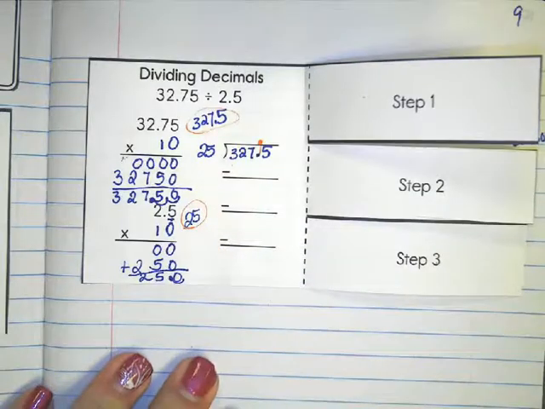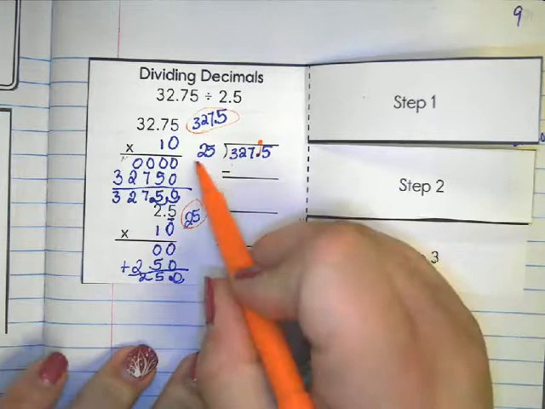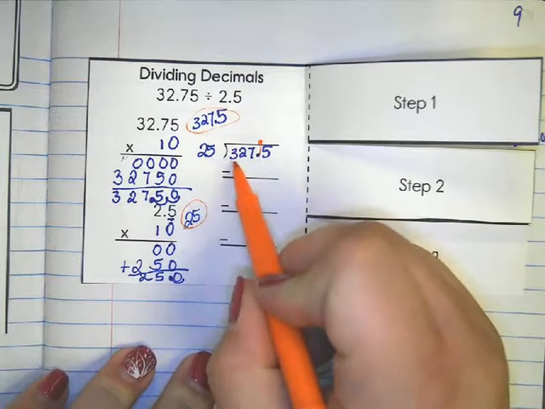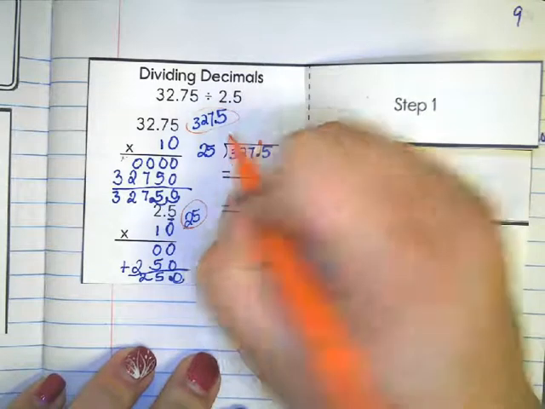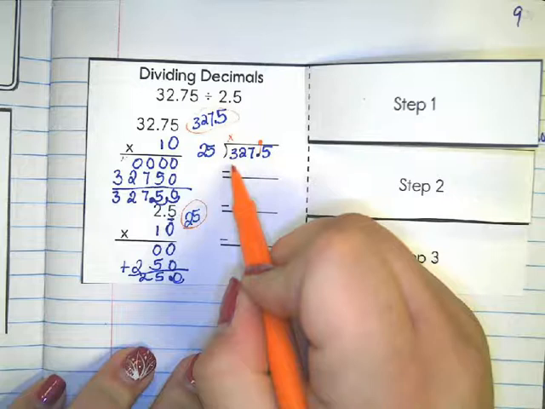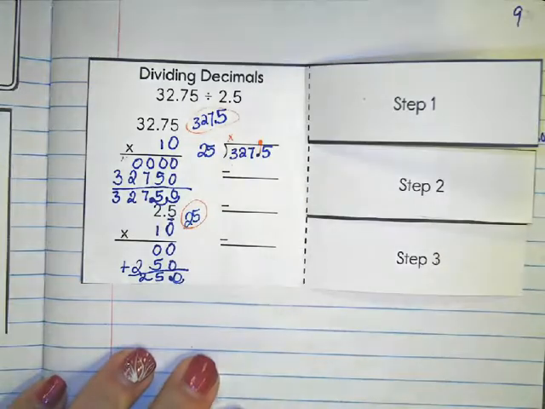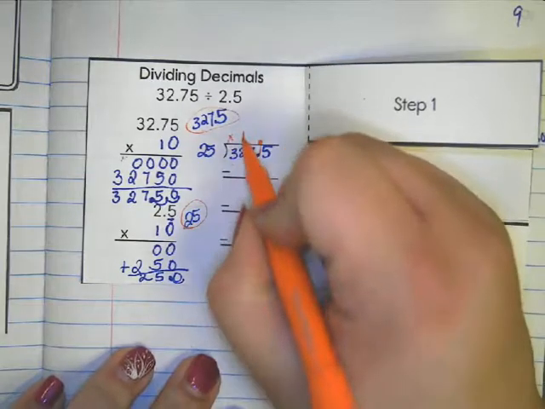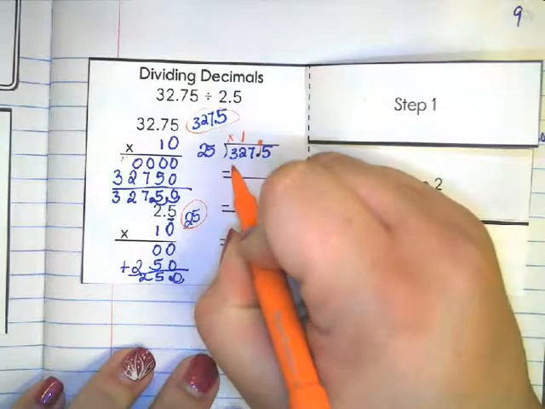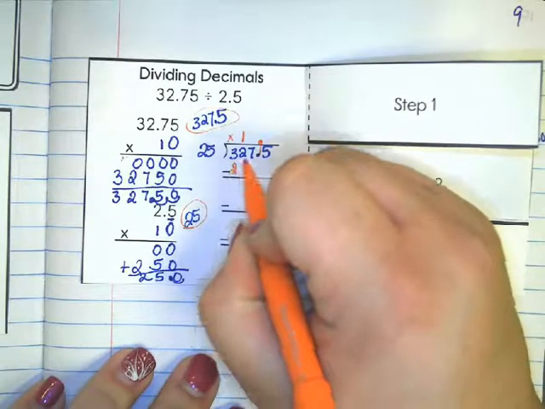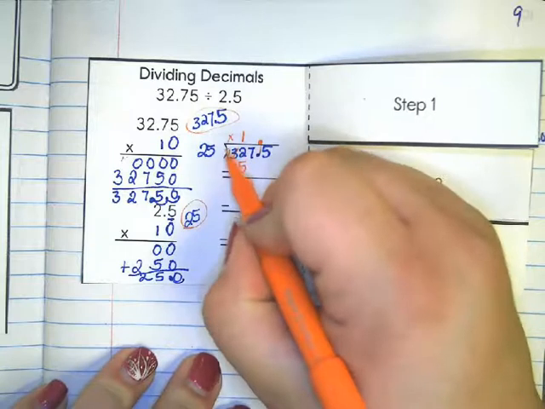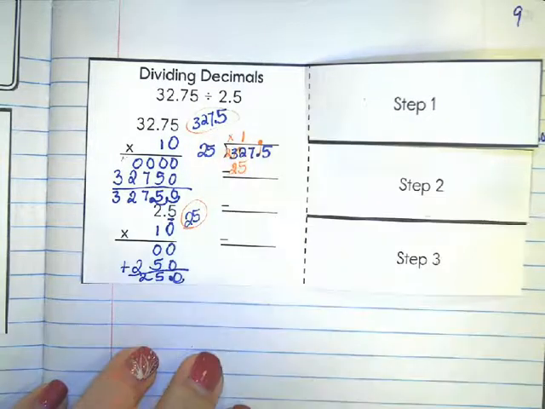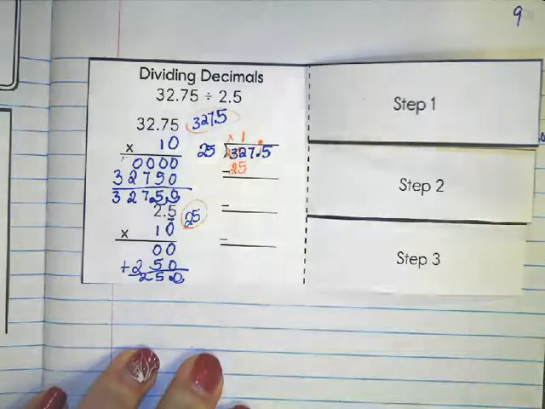Okay? So 25 goes into 3 how many times? None. So I'm going to put a little X there. 25 into 32? One time, which gives me 25. So borrow, 3 becomes a 2, 2 becomes a 12. 12 minus 5 gives me 7. Bring this 7 down.